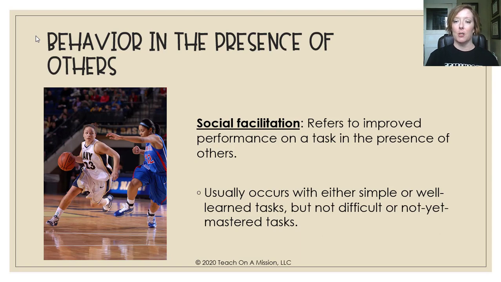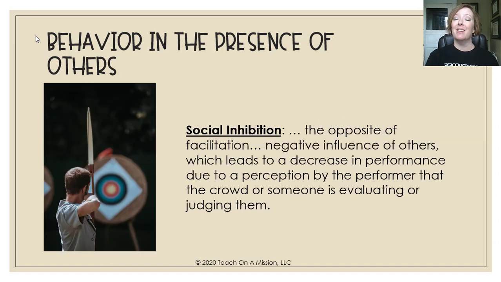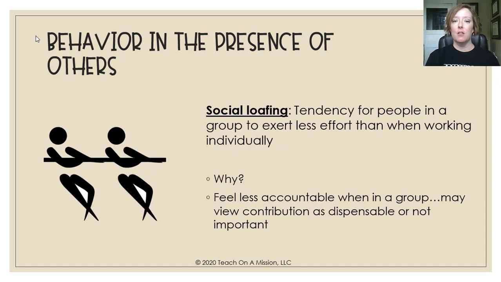One is social facilitation. This refers to improved performance on a task in the presence of others. So other people are there, so you perform better. This usually occurs with simple or well-learned tasks, but not difficult or not yet mastered tasks. So you have to pretty much know what you're doing in order for social facilitation to really be effective. Social inhibition, on the other hand, is the opposite. It's a negative influence of others, which leads to a decrease in performance. And this is because there's a perception by the performer that the crowd or someone else is evaluating or judging them.